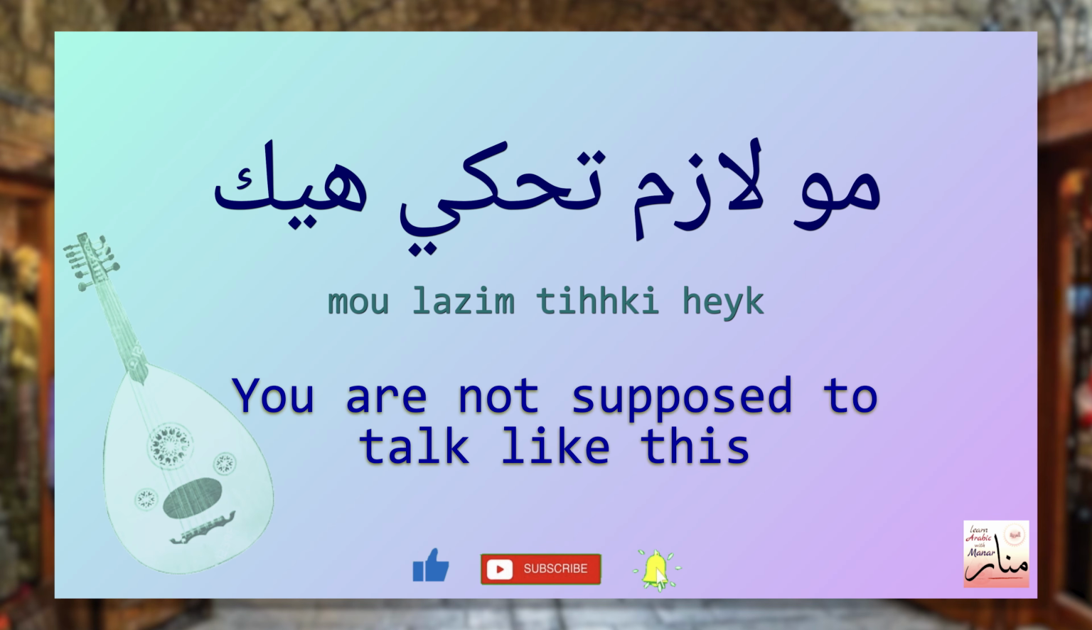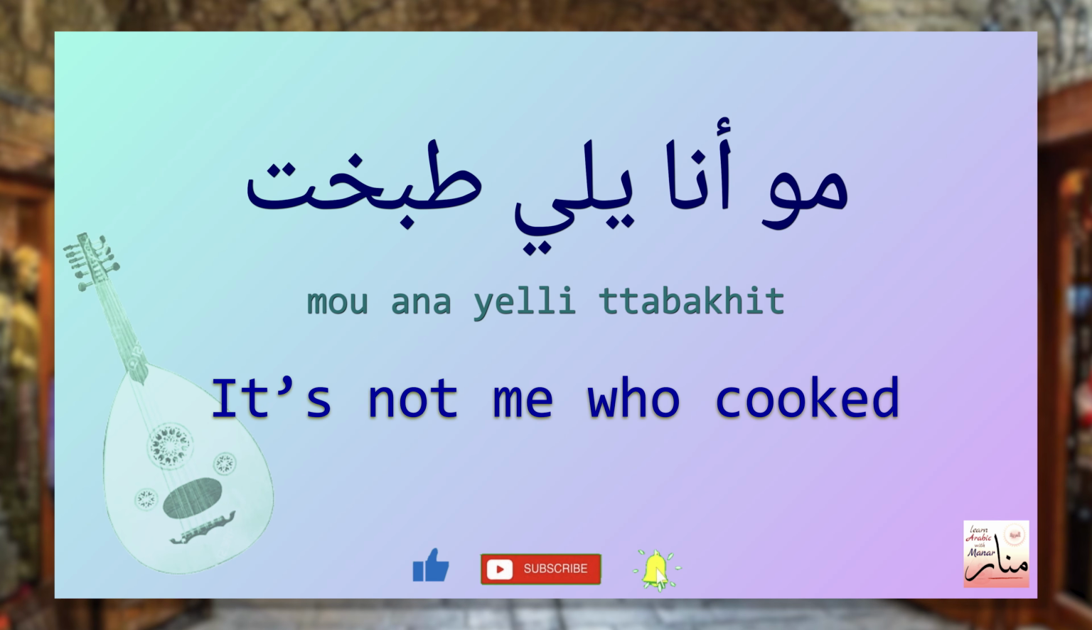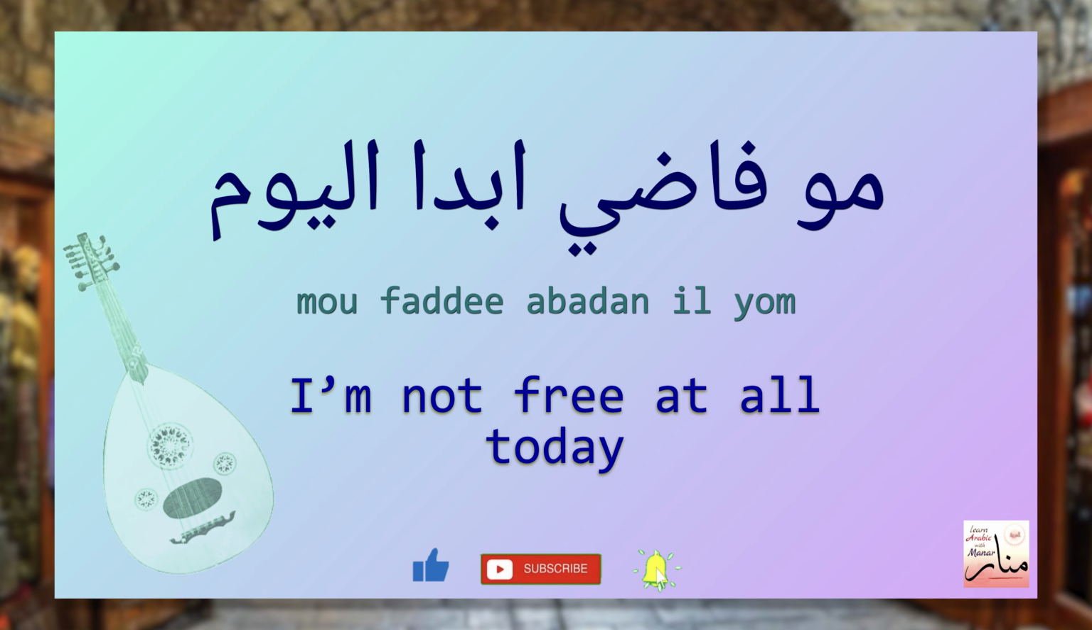You are not supposed to talk like this. مو لازم تحكي هيك. Swimming is not forbidden here. السباحة مو ممنوعة هون. It's not me who cooked. مو أنا يلي طبخت. I'm not comfortable here. مو مرتاحة هون. I'm not free at all today. مو فاضي أبدا اليوم.